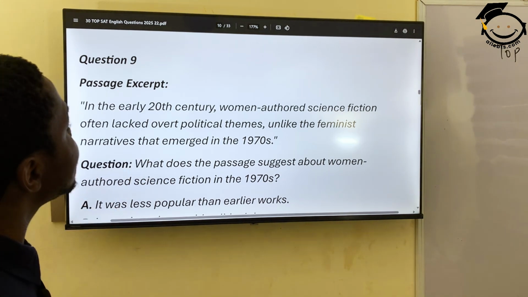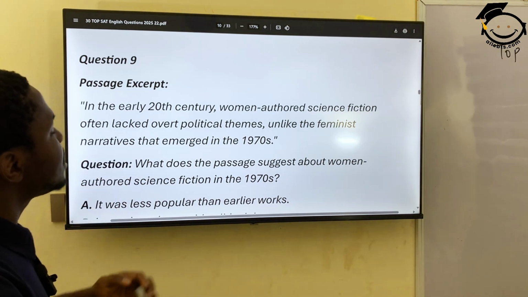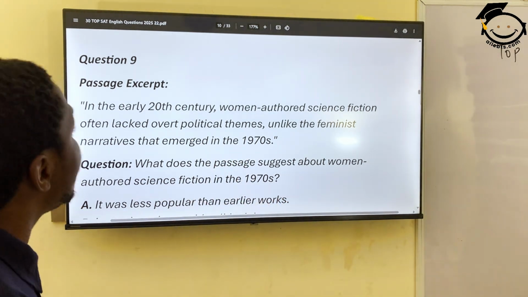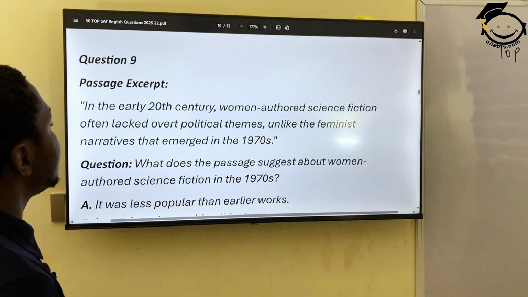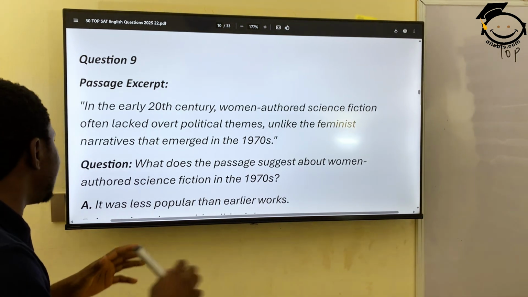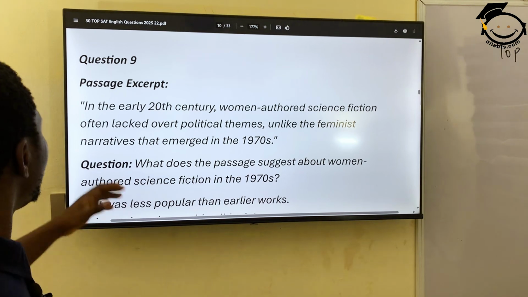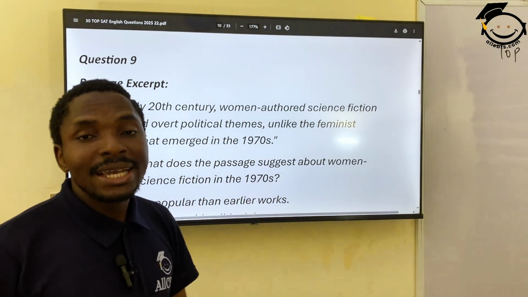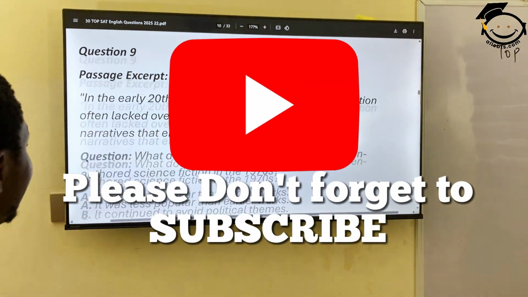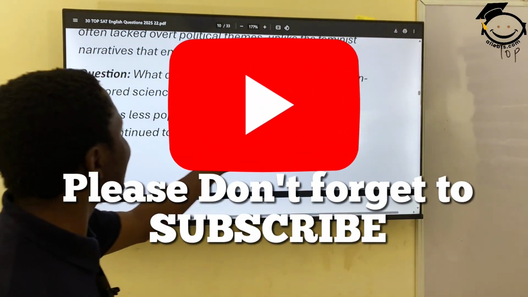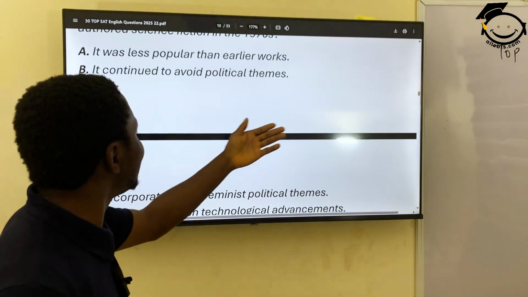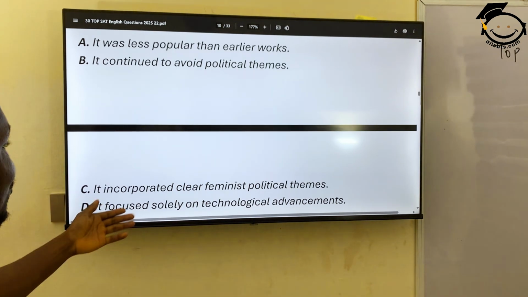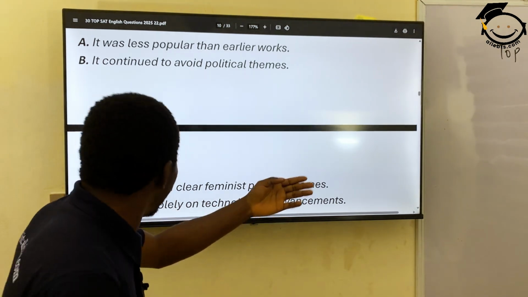In the early 20th century, women-authored science fiction often lacked overt political themes, unlike the feminist narratives that emerged in the 1970s. Now, what does the passage suggest about women-authored science fictions in the 1970s? Let's see the options. It was less popular than earlier works. It continues to avoid political themes. It incorporated clear feminist political themes. It focused solely on technological advancement.